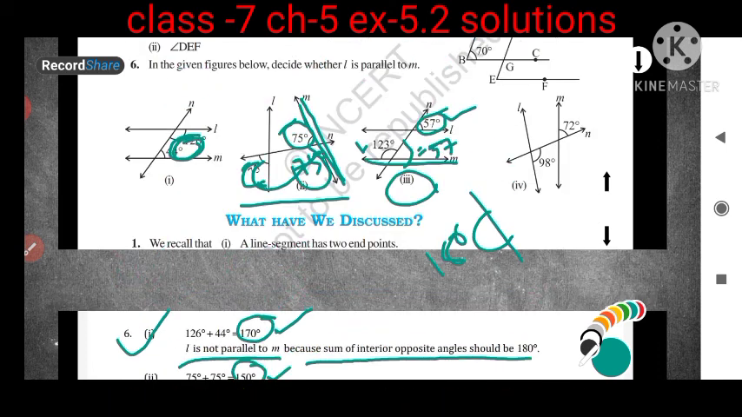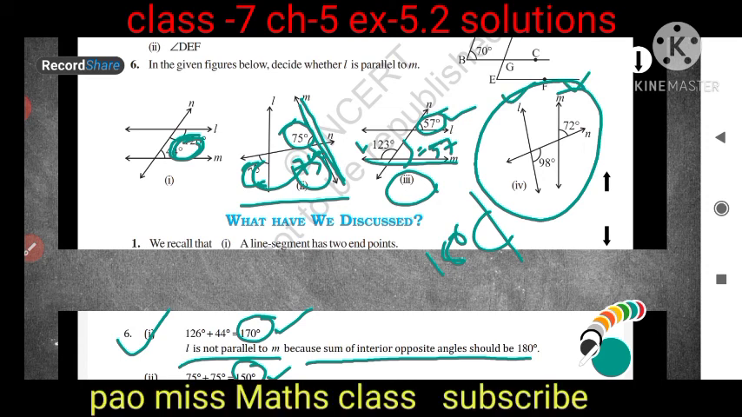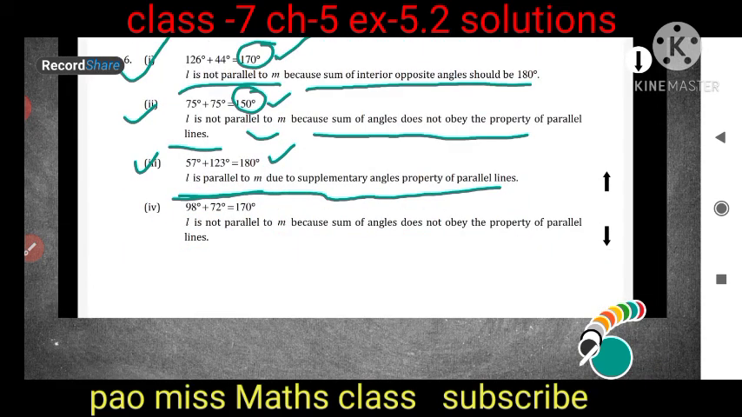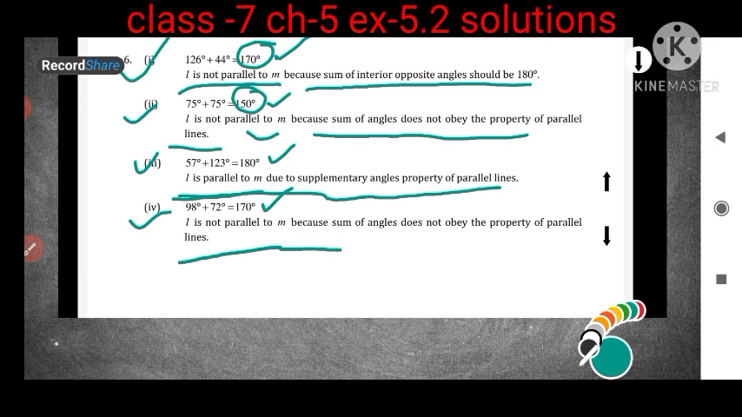So directly you can just write L is parallel to M because of the supplementary angle property of parallel lines, isn't it? Now the 4th question is given. Here we have to assume L and M are parallel, isn't it? Then 72 is given here. What is the corresponding angle of 72? The corresponding angle will be this one. So corresponding angles are equal, and this angle will also be 72 degrees. Now when you see this straight line, we have to check whether they are forming a supplementary pair. That means 98 degrees plus 72. How much are we getting? 170, which is not equal to 180, isn't it? So L is not parallel to M because the sum of angles does not obey the property of parallel lines.